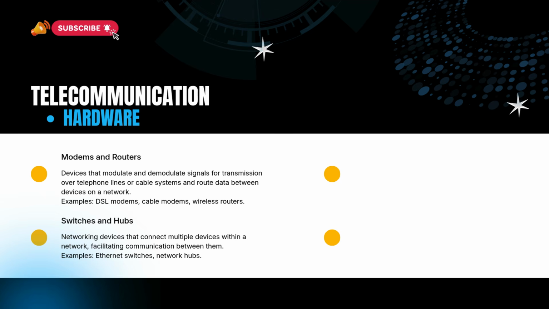For example, in a school computer lab, a hub could connect all the computers together, but a switch would make sure each computer receives only the data meant for it. Both are important in building networks.